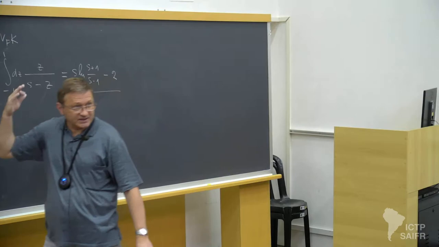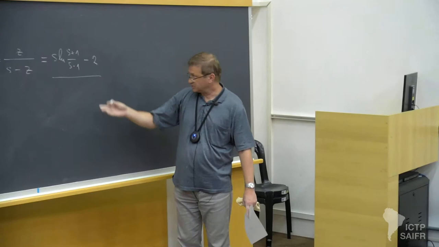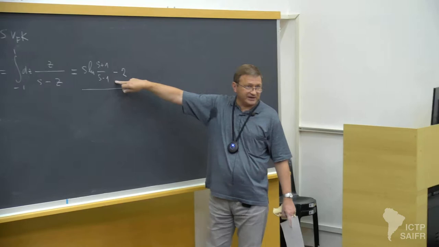In the perturbative regime, F is very small, so this is a very large number. So in principle, you cannot solve this analytically. But in the limit when F is small, you can give an approximate solution, because this is very large. How can you get a large number here? When S approaches 1, that's the only option.